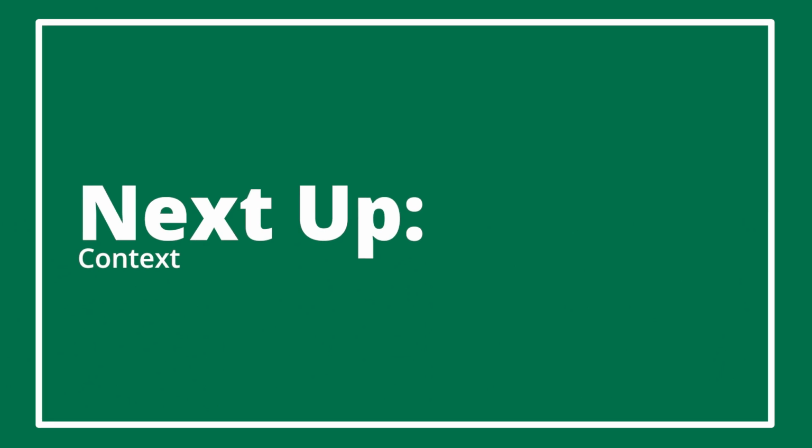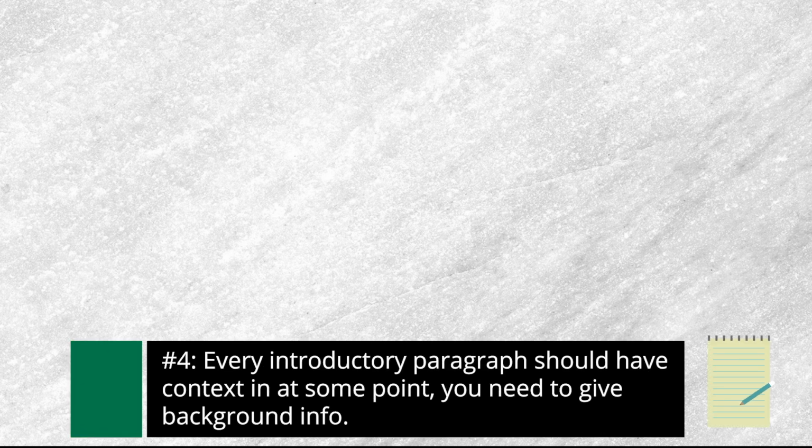So now that we've looked at hooks, let's look at the next part, the context. Note number 4 is that every introductory paragraph should have context in it at some point. You've got to give your readers some background information. Out of the 3 parts of the introductory paragraph, this is probably the least distinct or easy to pinpoint. It's also probably the most flexible. Sometimes your context will be a part of your thesis. Sometimes it will stand alone. As long as it's in there and it's giving the reader some background info, you're good.